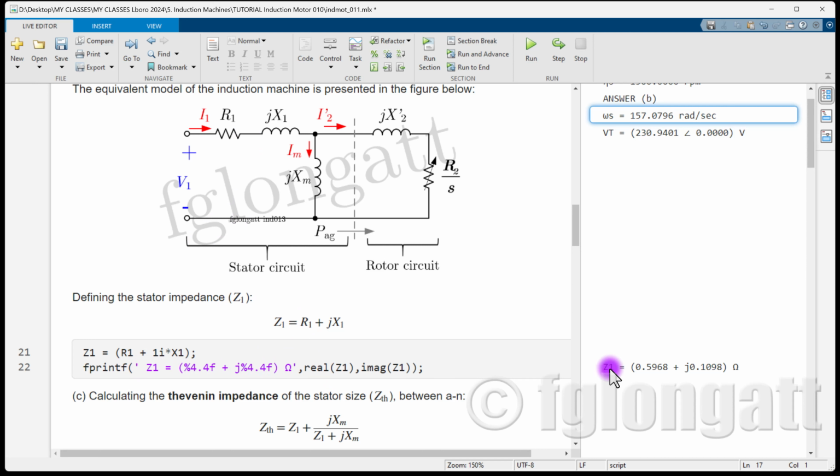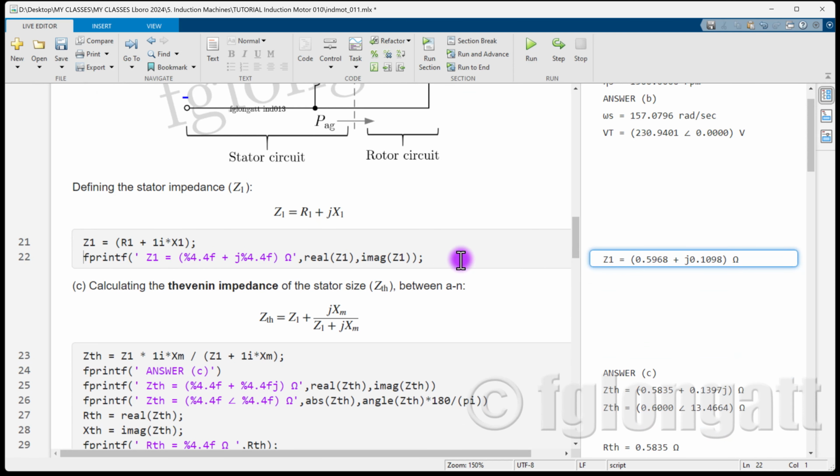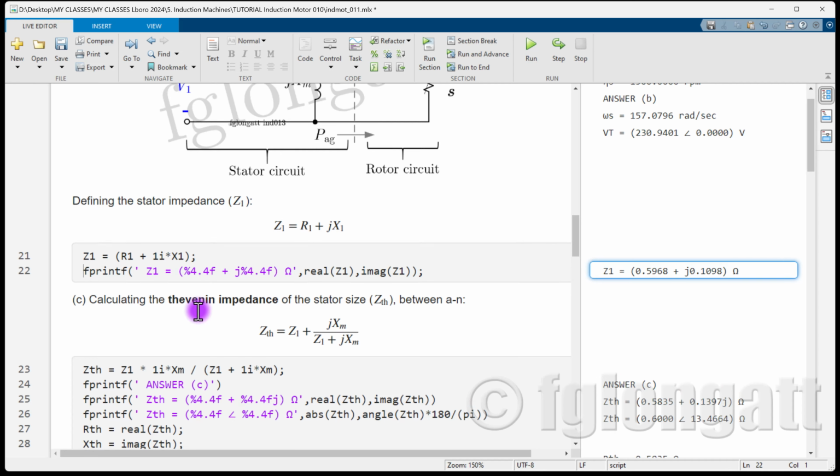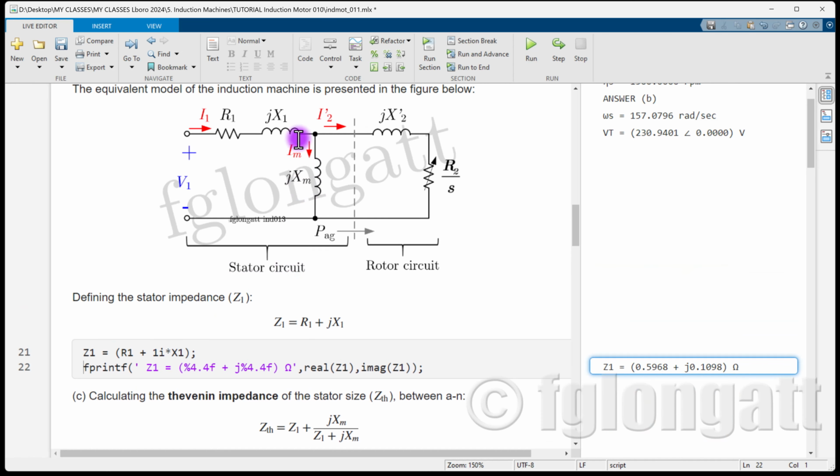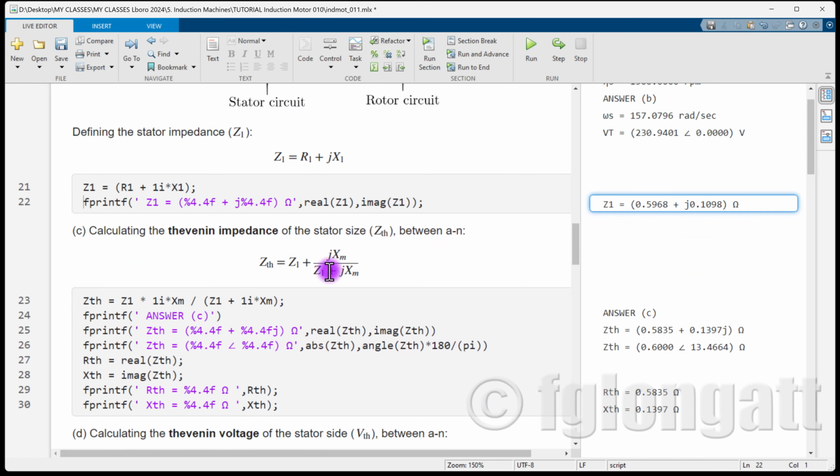So the impedance at the stator, here this series branch, is basically 0.59 plus j0.10 ohms. The next step is calculating the Thevenin impedance. All my students must remember, we close the circuit here, and we have this impedance in parallel with the magnetizing branch, and that is what I am telling you over here.